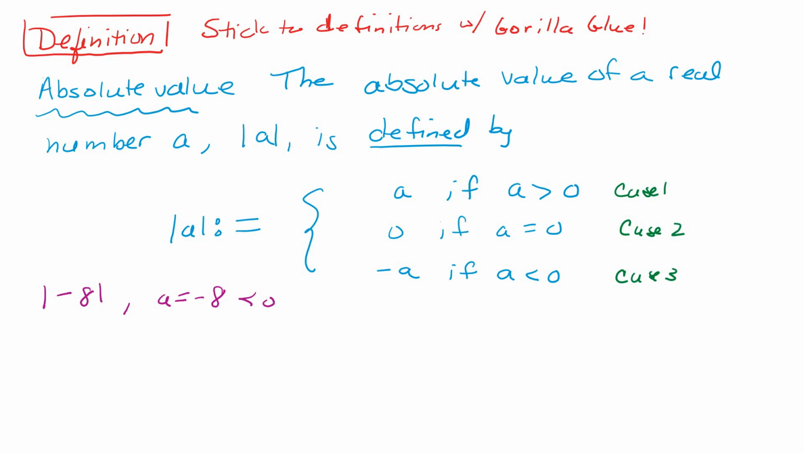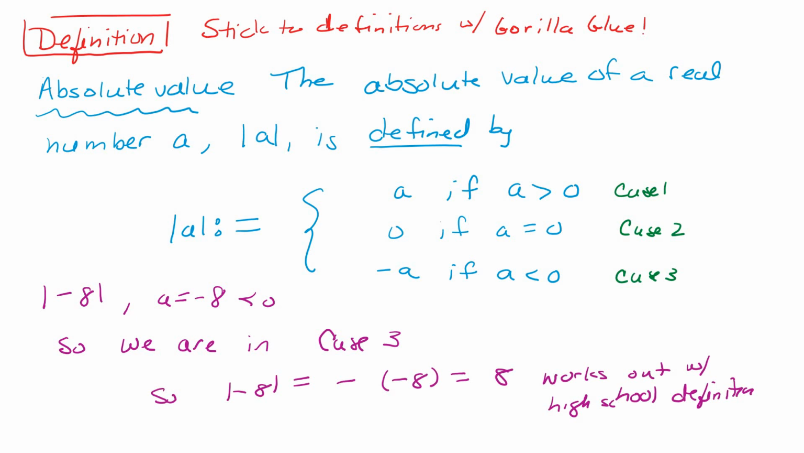So if I have the absolute value of -8, A equals -8 is less than 0. So we're in case 3, and I pop it in there. The absolute value of -8 is -(-8), which is equal to 8. So it works just like a high school definition, but it's a formal definition of what we mean by absolute value.